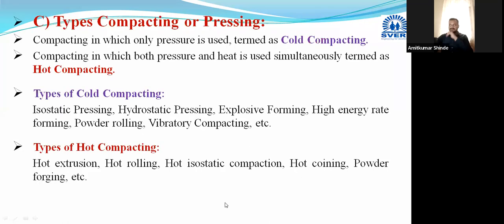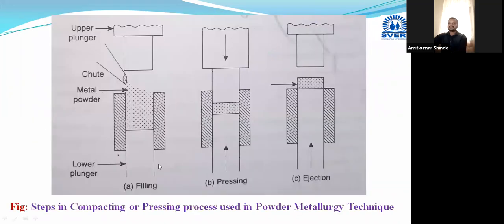Okay, here you can see, this is the diagram from the book. This is the filling operation, pressing operation, and ejection operation. Now after performing the mixing or blending, we will end up with a uniform and homogeneous mixture, and there we have added some lubricants or binders as per our need. Then with the help of the hopper or feed shoe, the powder particles are poured or filled into the metal die cavity.